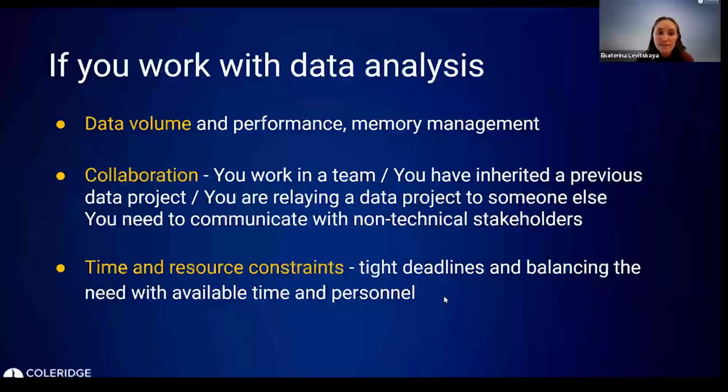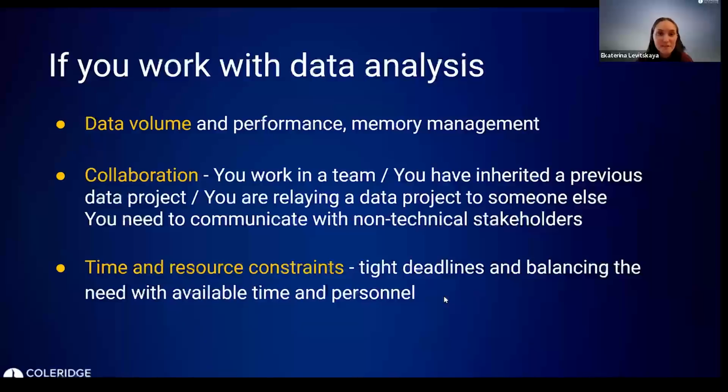You must also be familiar with the challenges that come with collaboration. If you work in data analysis, you're most likely to work in a team, but even if you don't have a team, you might have found yourself in a situation where you inherited a previous data project, or maybe where you're planning to relay the data project to someone else. And all of these situations require the need to clearly understand at all times what has been done in the project, why certain decisions were made. And it's also important when you're looking back at your own work later.